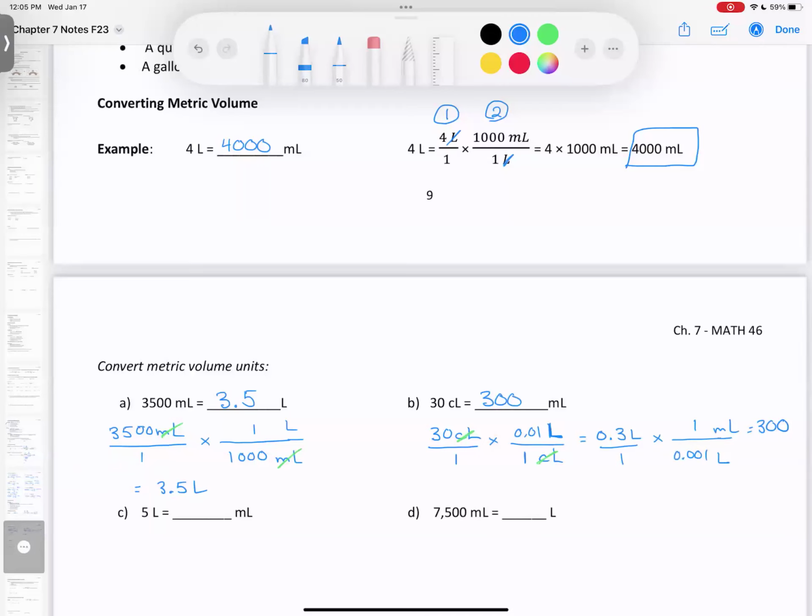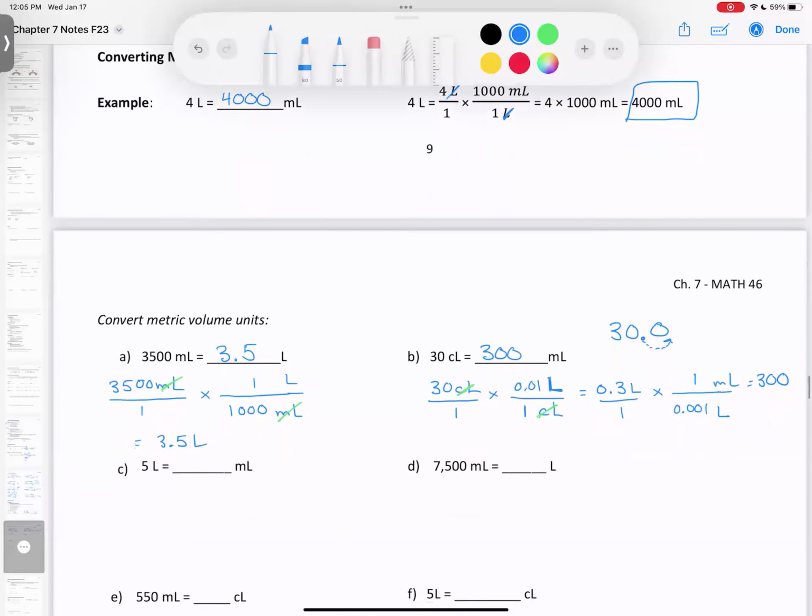Now you might be saying, well, there's actually an easier way to do that. And you're right. If you use the staircase, centiliters is 1 over from the left. And to get to milliliters, we have to go 1 stair to the right, which means our decimal is going to go 1 stair to the right. So we started at 30. 30 is a whole number, so the decimal comes right after it. We want to move that decimal 1 over to the right, which will give us 300. So if you use the staircase method, you can do that problem in 1 step instead of 2.